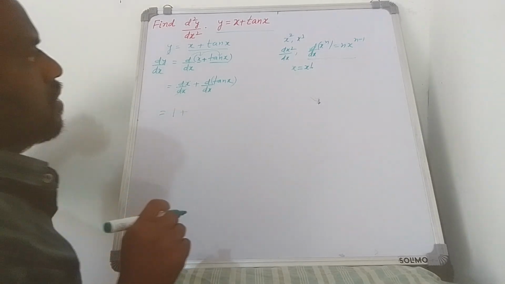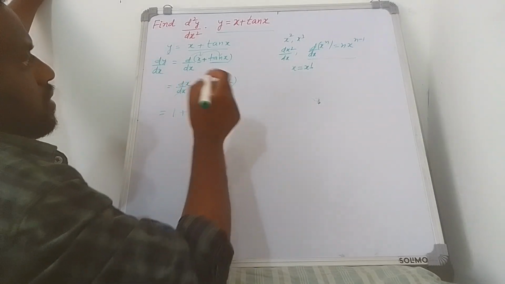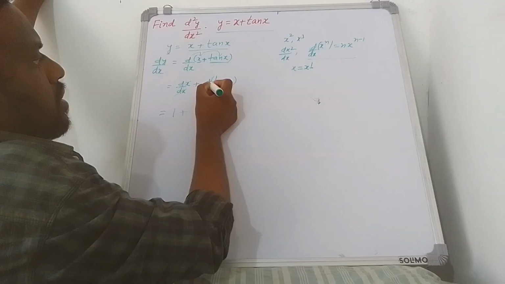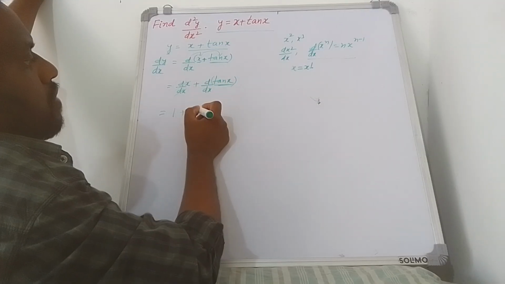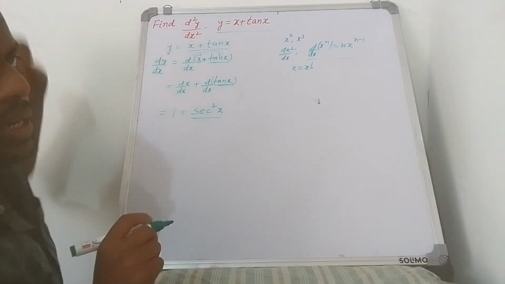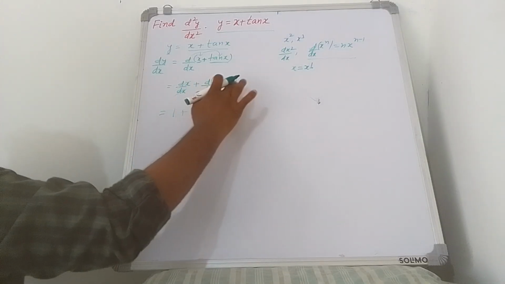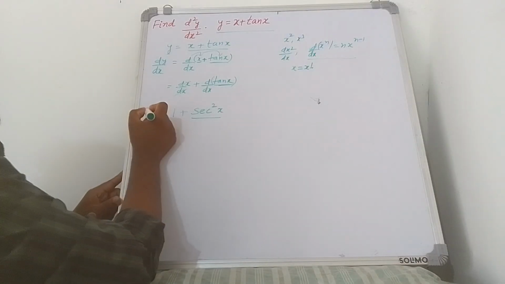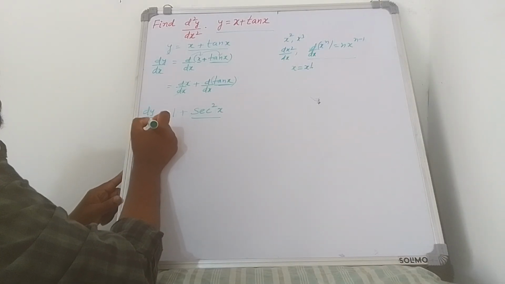Plus next, d by dx of tan x. There is a standard formula. d by dx of tan x always is equal to secant square x. This you have to remember. d by dx of tan x is secant square x. This is the formula. Okay, now we got dy by dx.